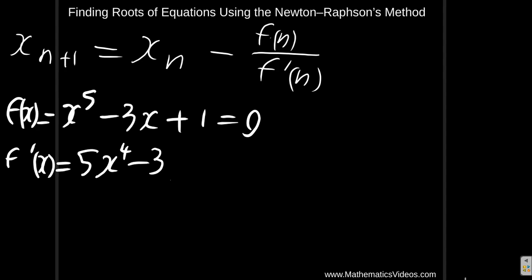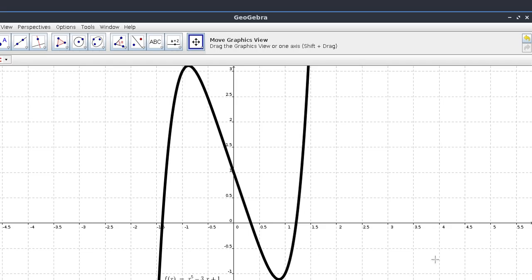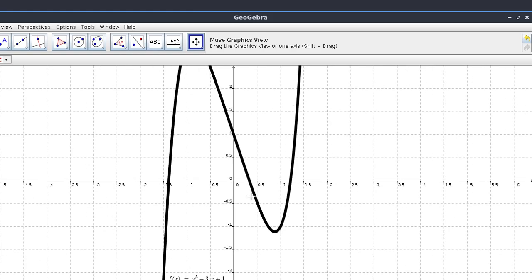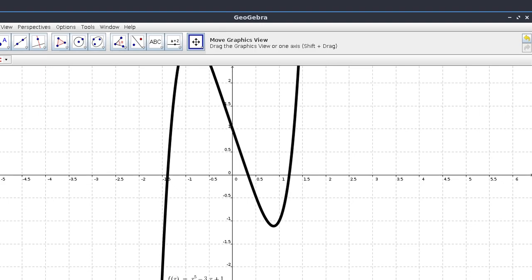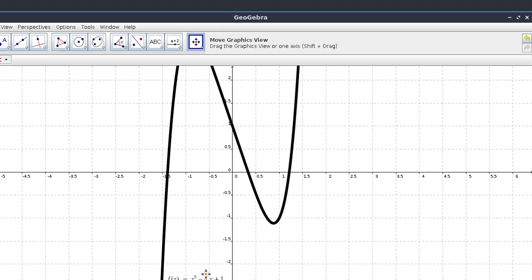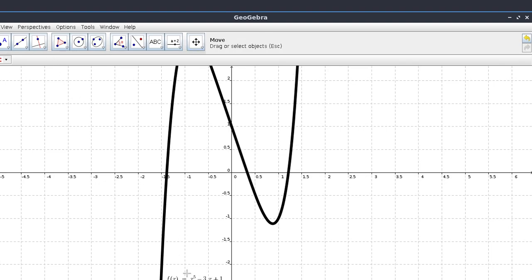We identified an interval where a root exists. We used a value close to the root, and then the Newton-Raphson method caused our answer to get closer and closer to the true root. To see it, we used a graph of the function f of x equals x to the 5 minus 3x plus 1.